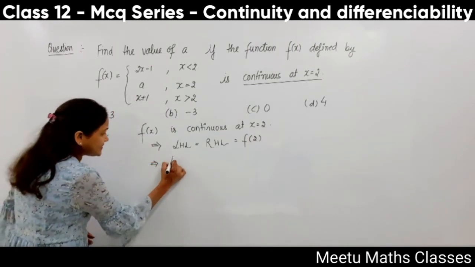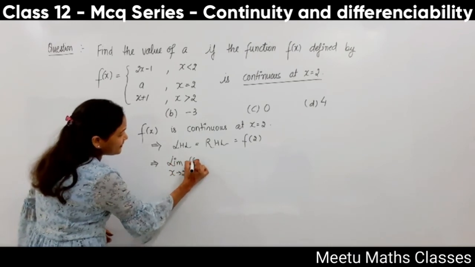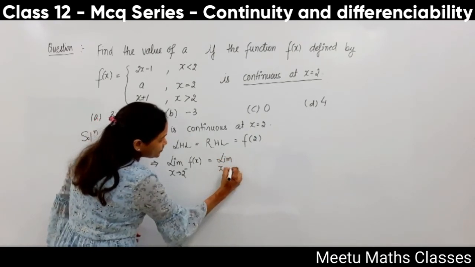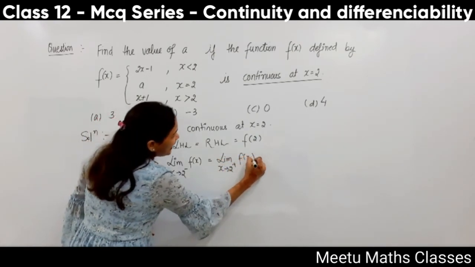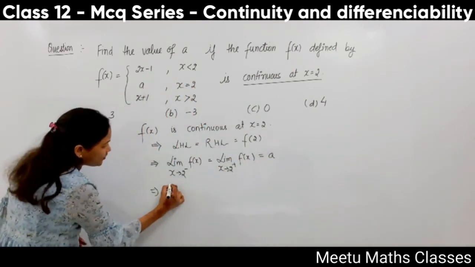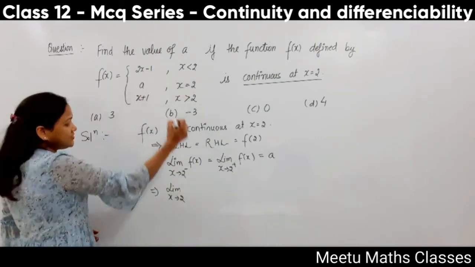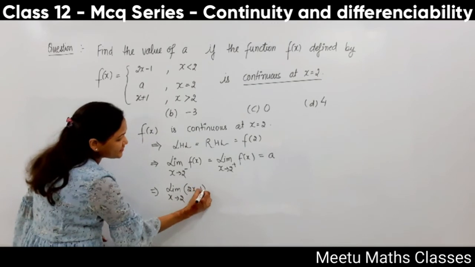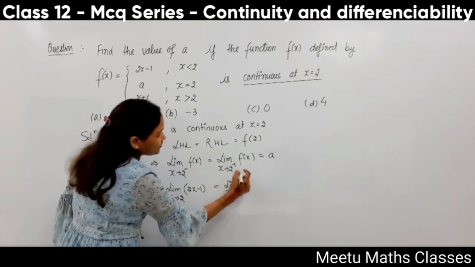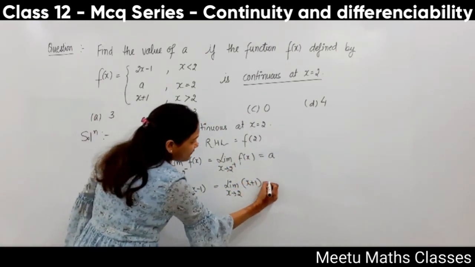Now what is left hand limit? Limit x tends to 2 minus f(x). And what is right hand limit? Limit x tends to 2 plus f(x). And what is f(2)? f(2) is a. So to the left of 2, your function is defined as 2x minus 1. To the right of 2, your function is defined as x plus 1.